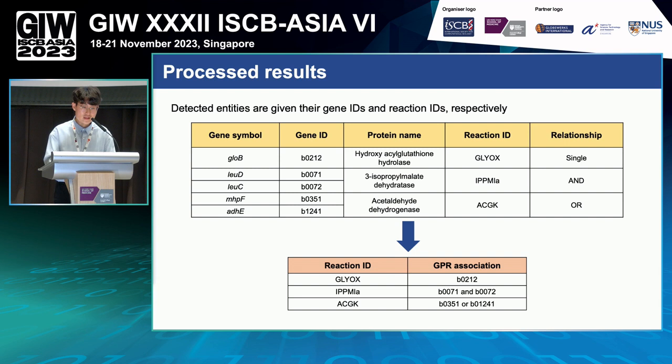And in the last step, we processed the gene symbols and protein names by converting them into common IDs, the IDs commonly used in the biochemical databases, and organized them in a final form of GPR associations, like this way.